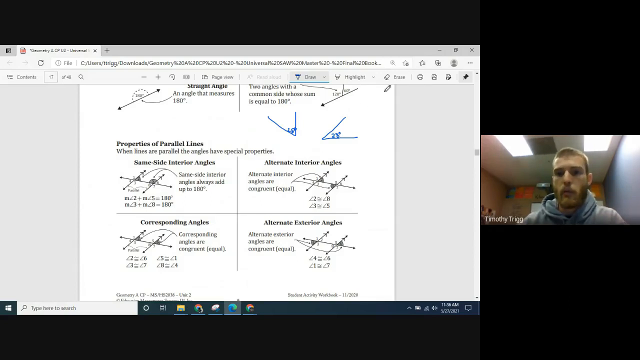Now, what's the symbol for congruent? It looks like an equals with a little squiggle on top. An equals with a little squiggle on top means congruent. So the way you would read, for example, this statement here, you would read that as angle 2 is congruent to angle 8. I know it's a lot of words, not very many symbols. In math, we try to condense words into symbols, but that's what these symbols mean together. It means angle 2 is congruent to angle 8, or here, angle 3 is congruent to angle 5.